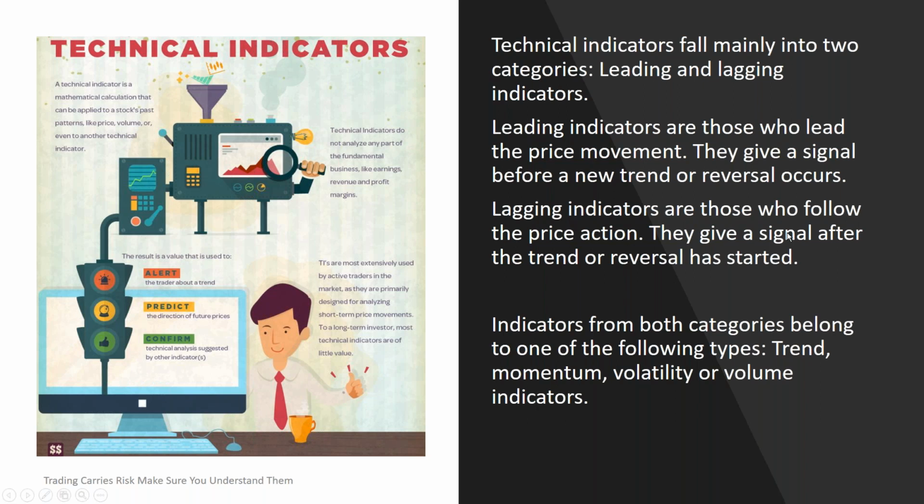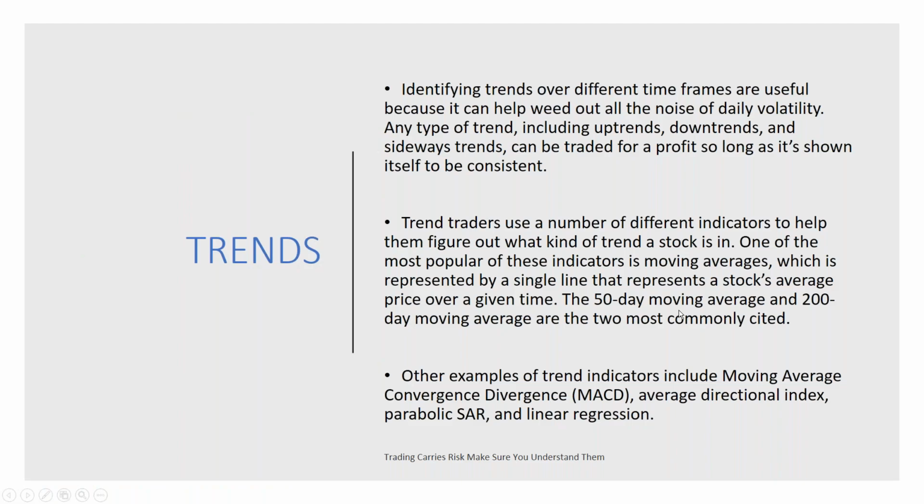They are your secondary indicator, the secondary line of defense that supports what you're seeing in your primary line. Now, indicators fall into these 5 categories. So, number 1 and the most predominant and the most well used are what we call trend indicators. Identifying trends over time frames is useful because it will help weed out all the noise of daily volatility. Any type of trend, including uptrends, downtrends, and sideways trends, can be traded for profit so long as it's shown itself to be consistent. Trend traders use a number of different indicators to help them figure out what kind of trend a stock or an asset is in.